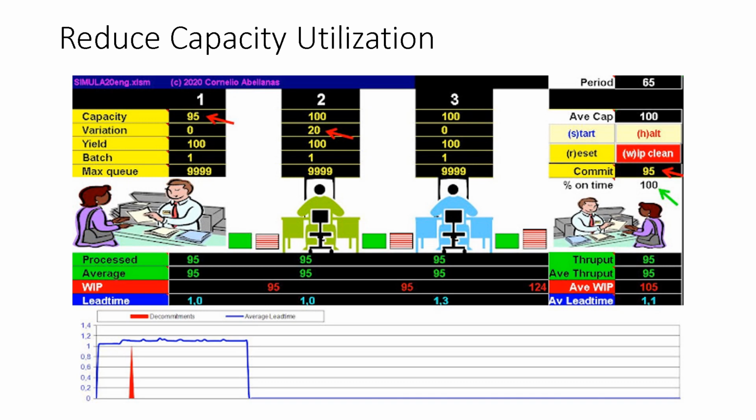So we now stop simulation, reset, clear WIP, set step 1 capacity to 95, set step 2 variation to 20, set commit to 95, and start simulation. After running for a while, let us answer the following questions. What is the percentage on time? What are the following values after stability? Average WIP, average lead time.